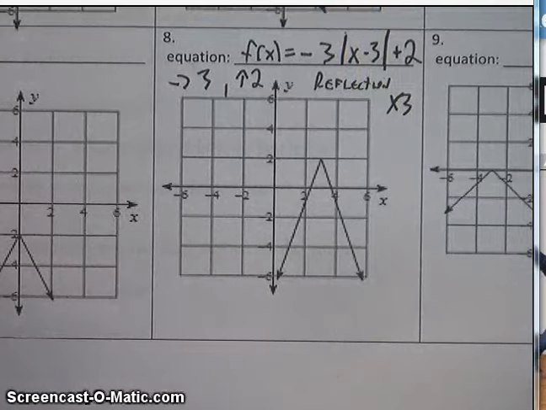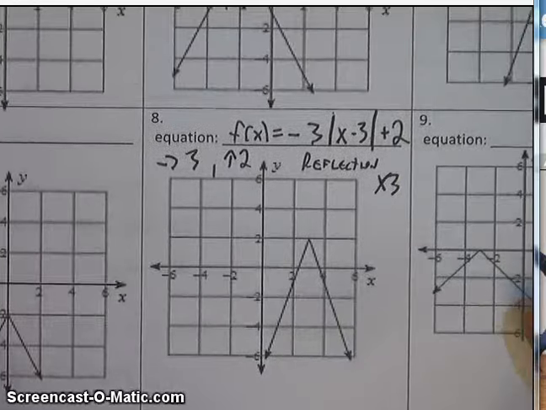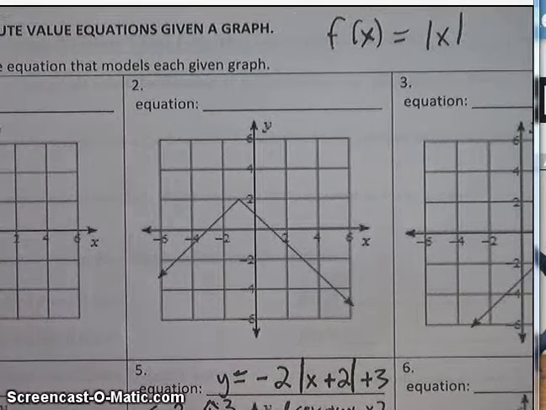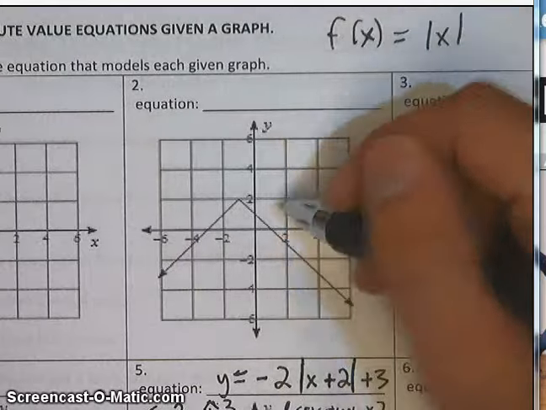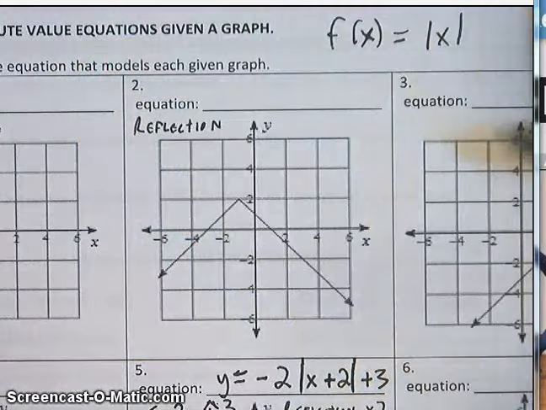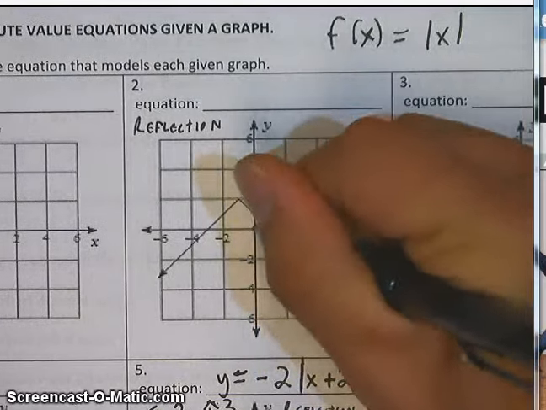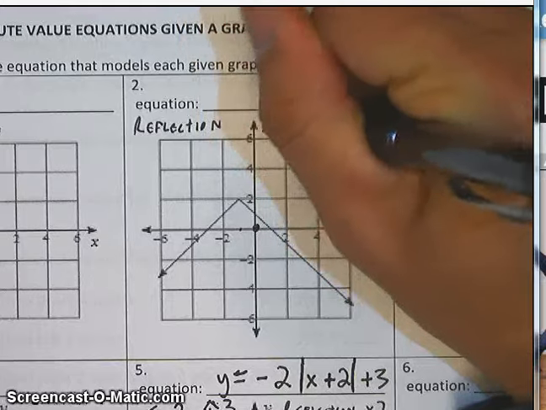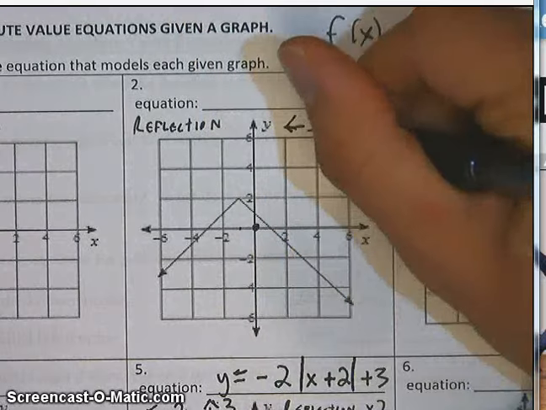Let's do one more. Let's go back to the top. Let's look at number 2. Do all of the ones in the middle there. So this one is definitely a reflection. It's upside down. It's been shifted from the origin left 1 and up 2.